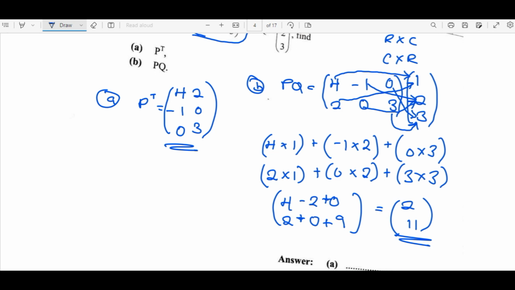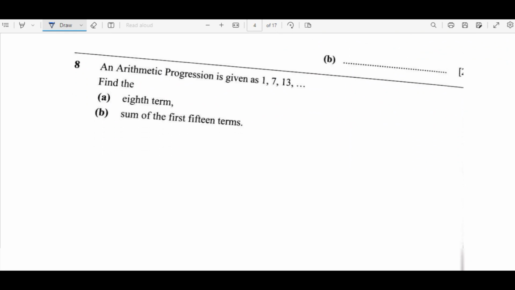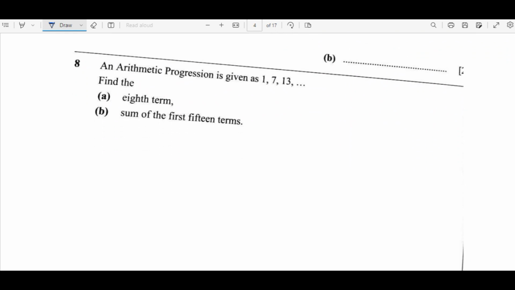Let us quickly move to question 8. So question 8, this is arithmetic progression. We'd say an arithmetic progression is given as 1, 7, 13. Find the 80th term, and then the sum of the first 18 terms.